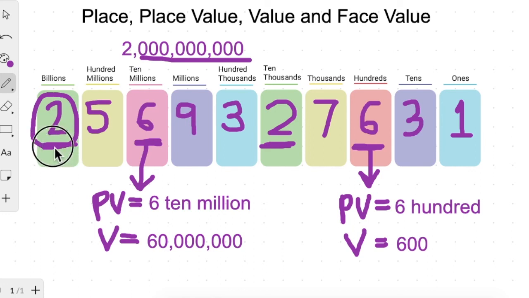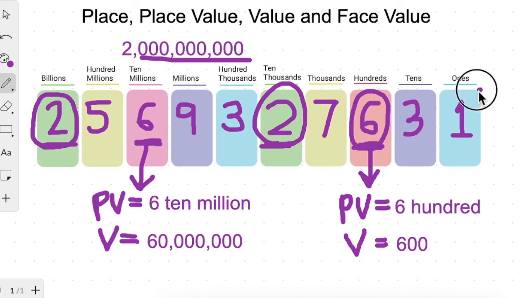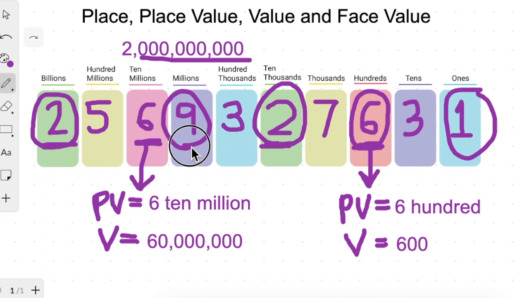So the face value is the value which is visible to us. It is 2 for this. It is 2 for this also. And what about this 6? It will also have the face value 6 because that is what is visible. What is the face value of this 1? It is 1 only. What is the face value of this 9? It is 9 only. So the face value is what is visible to you.